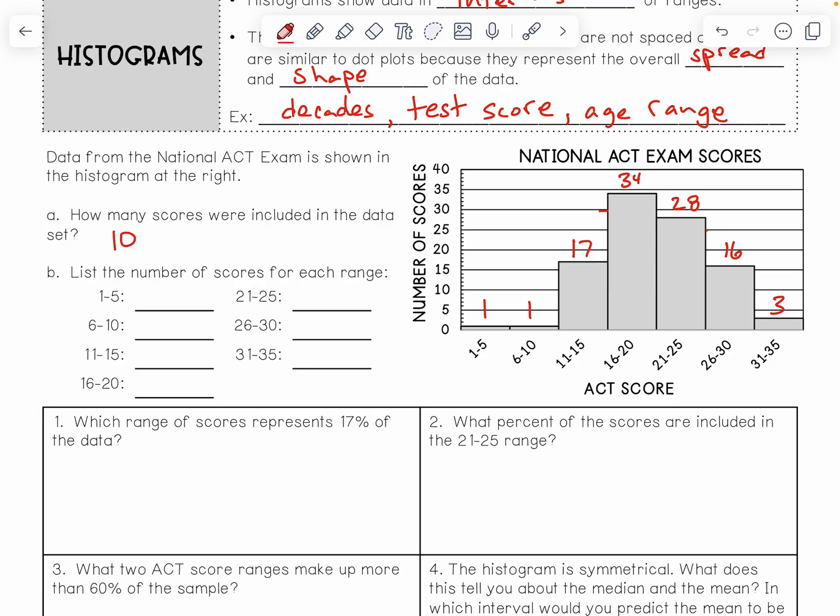So 100 scores. List the number of scores for each range. We have 1 for 1 through 5, 1 for 6 through 10, 17 for 11 through 15, 34 for 16 through 20, 28 for 21 through 25, 16 scores, and 3 scores.